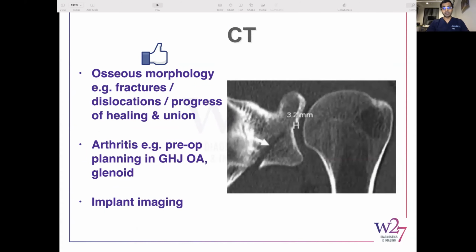So CT is great for identifying osseous morphology. And again, you take it to the next level when it comes to assessment of fractures and dislocations in the acute phase, or checking progress of healing of any fractures or union in the chronic phase. Arthritis can also be assessed on CT, certainly in the context of preoperative planning, if you're looking at shoulder replacement surgery, and also for implant imaging, those patients that may have underlying joint replacements. CT is reasonably good at being able to scan around those with newer metal artifact reduction sequences. CT's got good spatial resolution, and we can discriminate really well between cortical and cancellous bone.